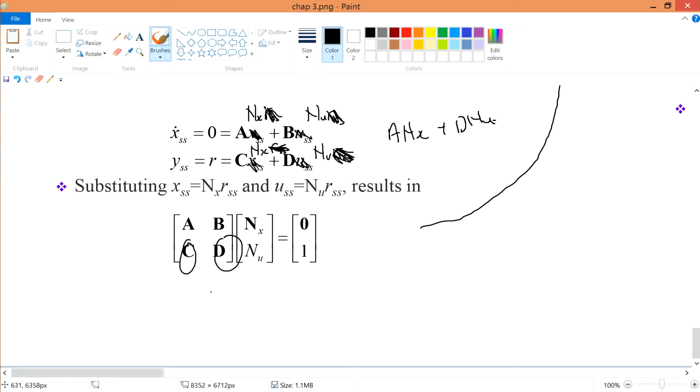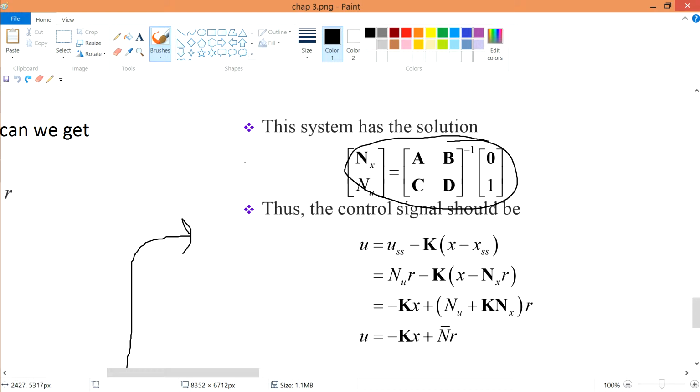Your CNX plus DNU, which is this one, is equal to 1, or one reference signal, so to speak. Because this system over here, CX plus this thing over here, is equal to your reference signal, which is equal to your output steady state, so to speak. So you can rewrite everything in this form, and then we inverse this matrix such that if you were to inverse this matrix over here, the solution for your system will be this thing.